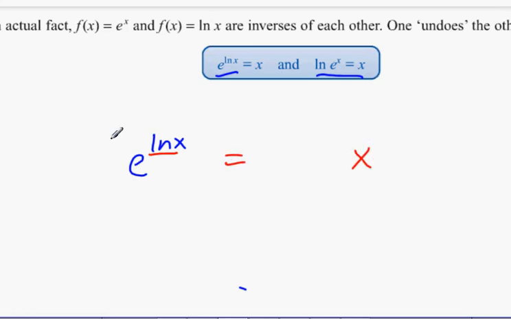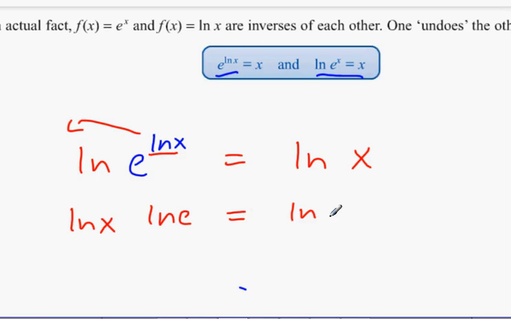You got it, but you can only do that when you log both sides. Now once you've logged both sides, you can bring ln x to the front. It's going to be ln x times ln e. And what do we know about ln e? 1. And then therefore we have ln x equals ln x. Both sides are balanced, hence proving that they're inverses of each other.